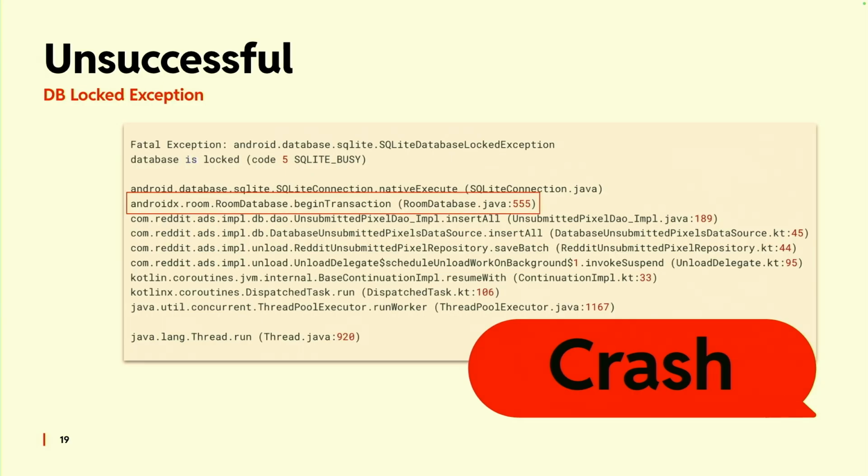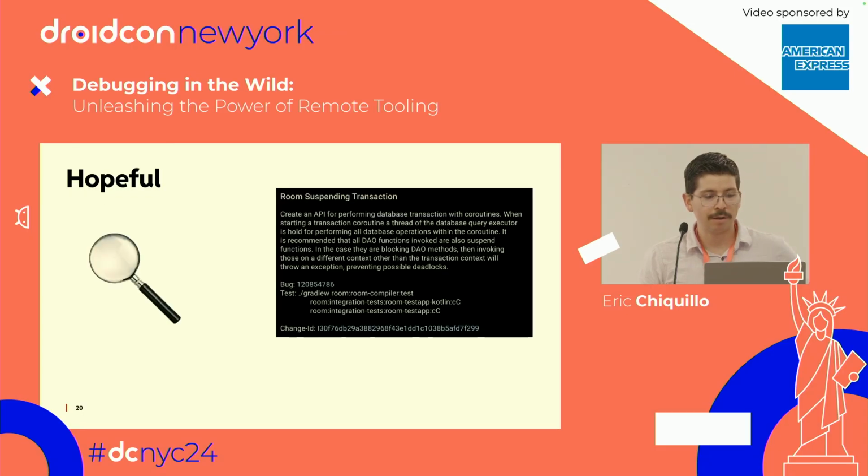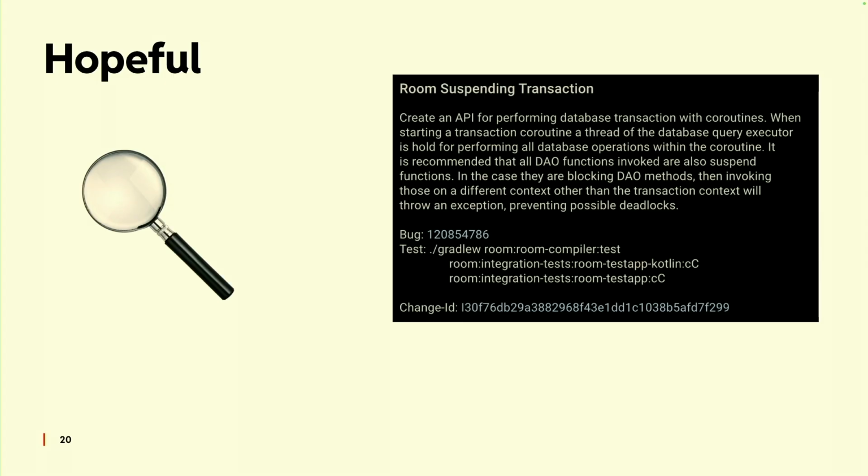But if you look at the stack trace, it is mentioning a transaction. So there was a little bit of a clue. We use Room, and it was talking about a transaction. So I used those two keywords to Google around, and I did find this commit on the Room open source project saying that it's recommended that all functions on the coroutine use the suspend keyword. Otherwise, you have a deadlock, which sounded a lot like the issue that I had.